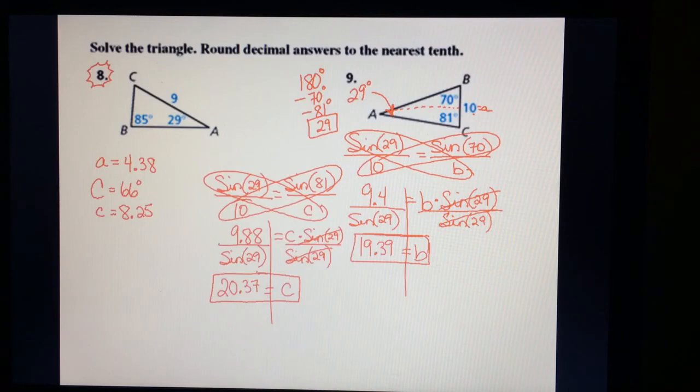All right, you have a practice worksheet to practice some of this and check your answers.